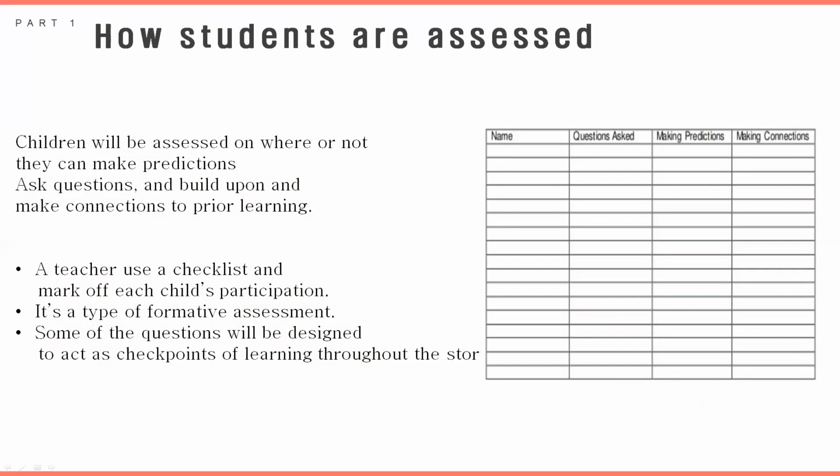So there will be a column on the assessment sheet titled Questions Asked, which will show participation by the use of a tally mark each time a particular child asks a question during the lesson. And there's another column titled Making Prediction, which will similarly be marked with a tally only if the child makes a prediction for what will happen next. And the last, Making Connection, is marked whenever the child relates something in the story or lesson to something they know, have seen, or have already done.